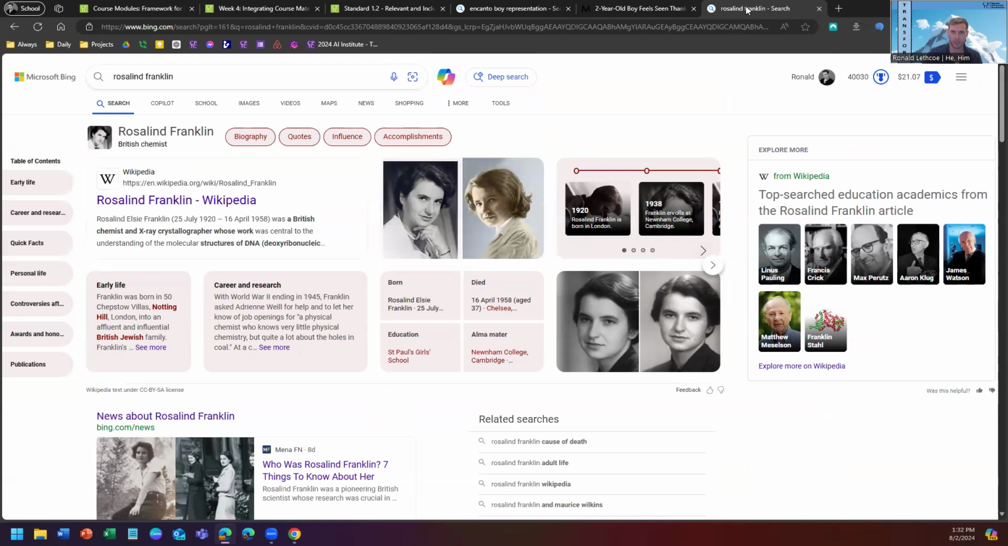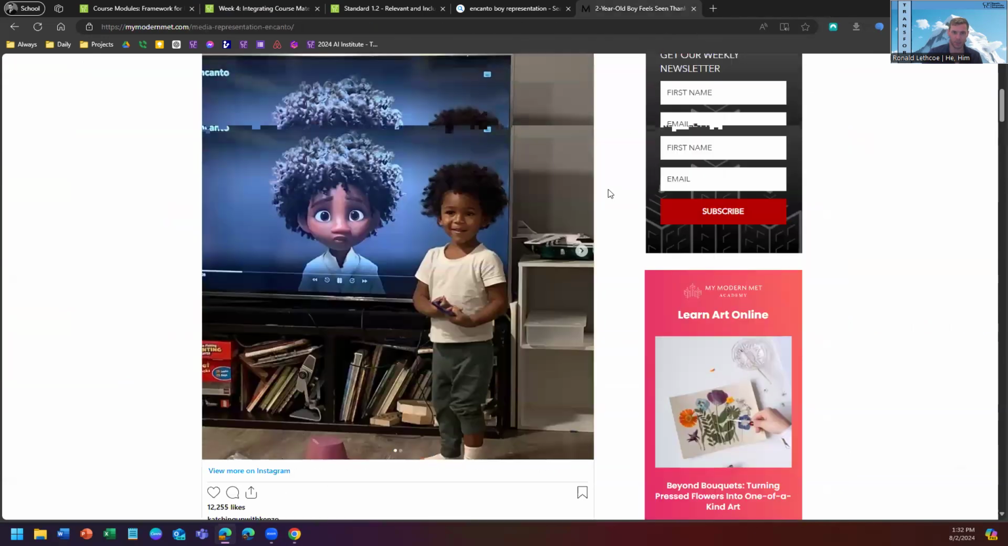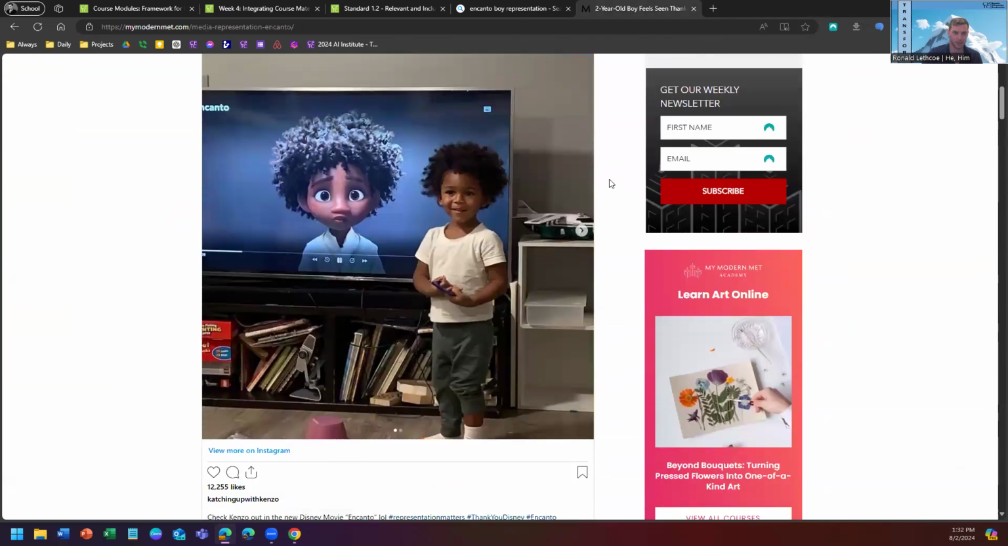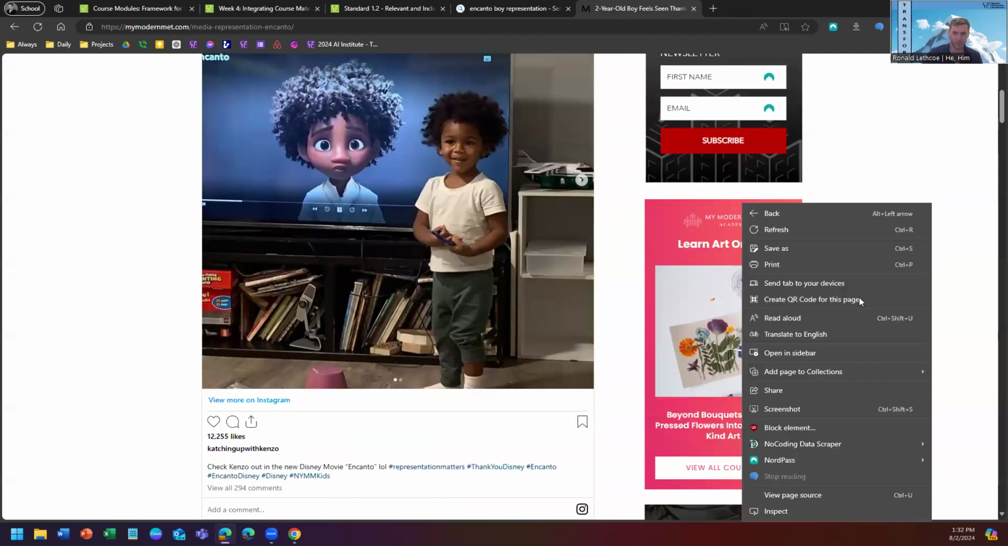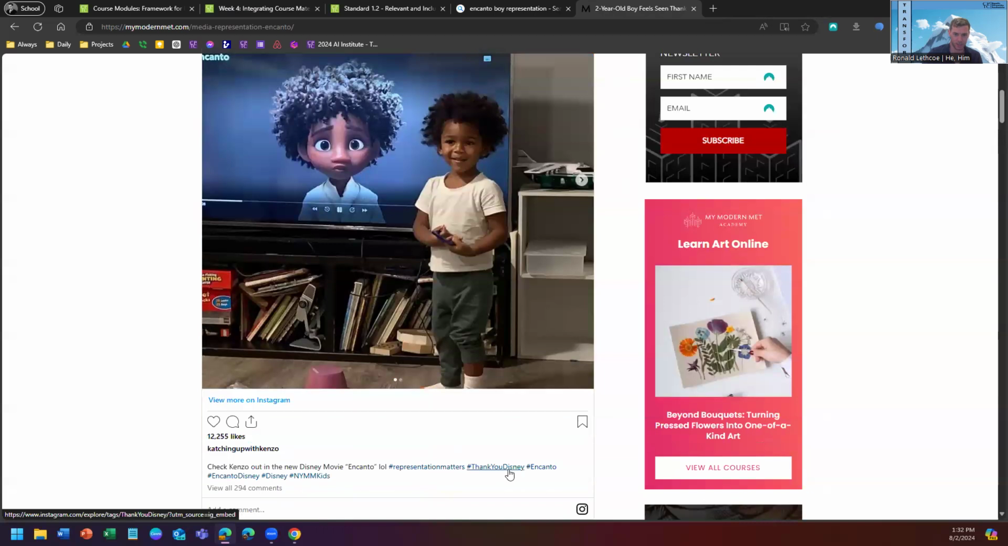I found an image that I saw before of this little kid, and it says, "Check Kenzo out in the new Disney movie Encanto," with the hashtag representation matters. Thank you, Disney. Look how happy this little kid looks. This is what we're talking about with representation.